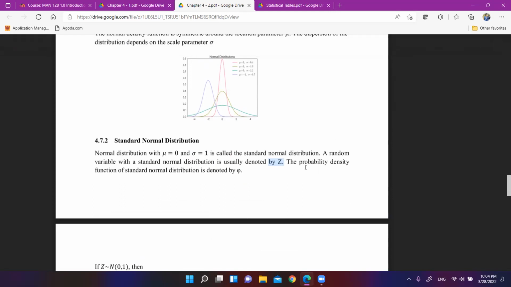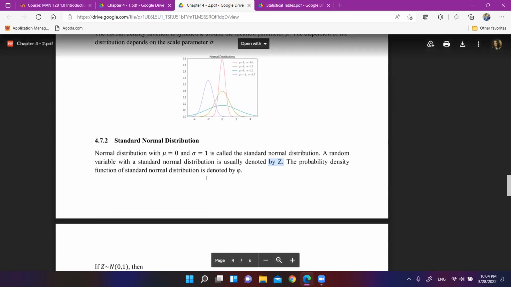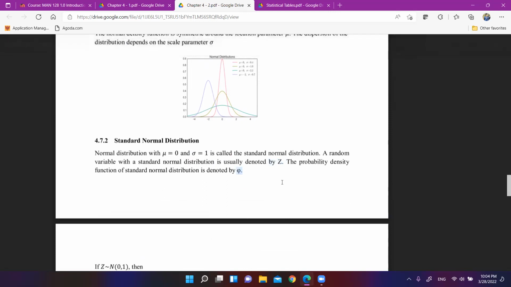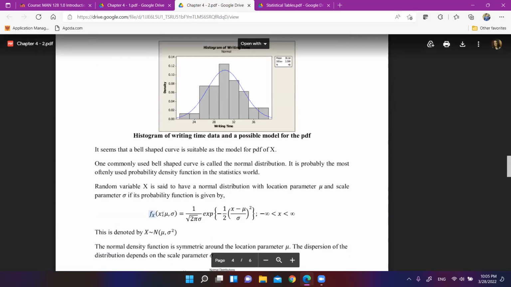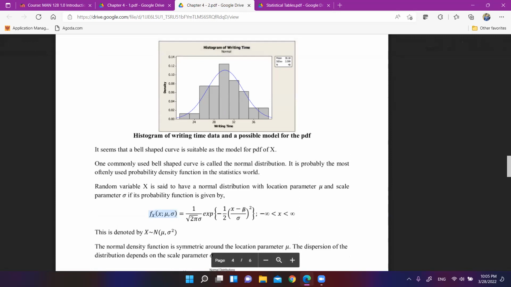It's okay, that's totally fine. The probability density function of a standard normal distribution is denoted by psi. Don't think too much about that, you can simply use this notation. The difference is that wherever mu appears it should be 0, and wherever sigma appears it should be 1. It's fine that we substituted them.